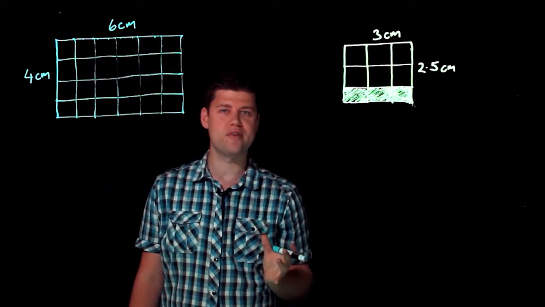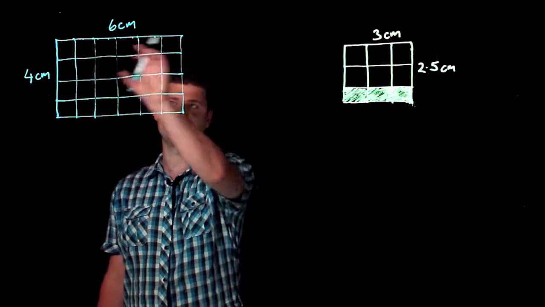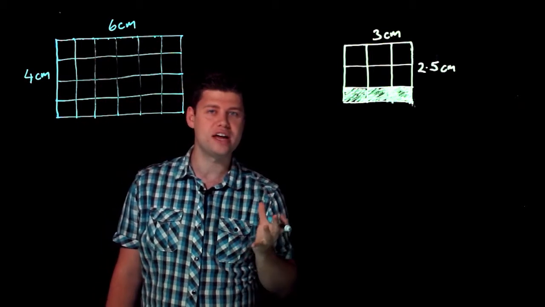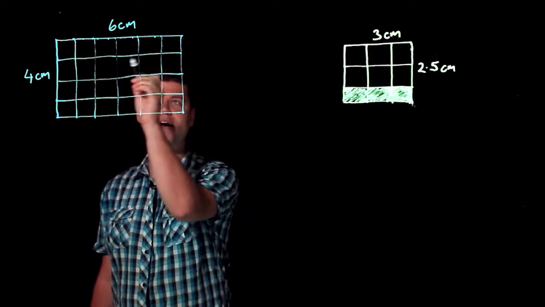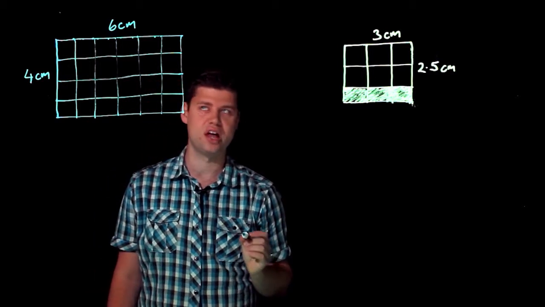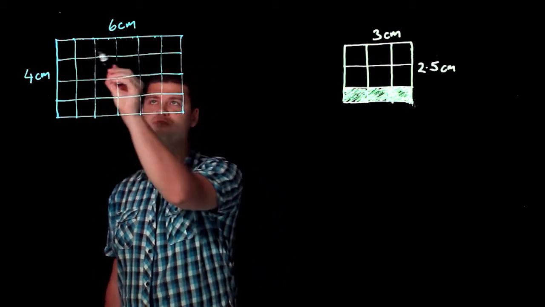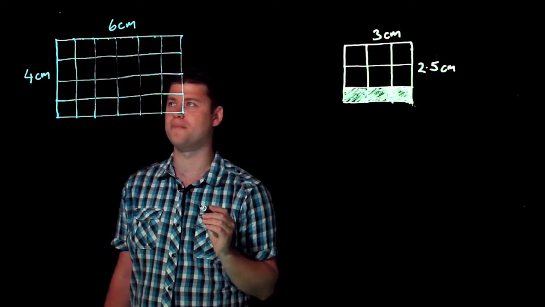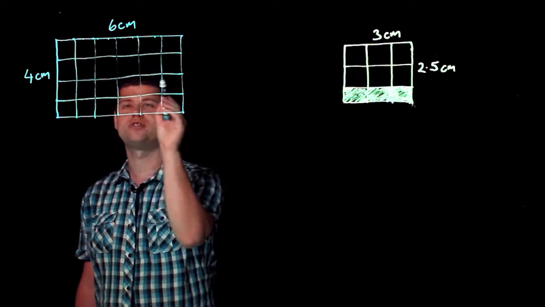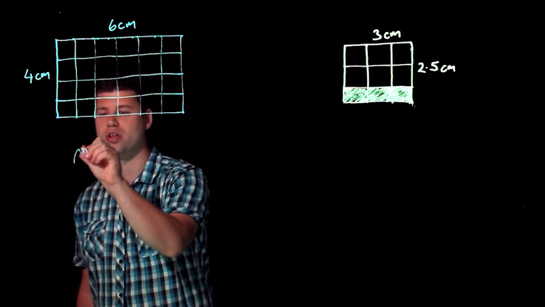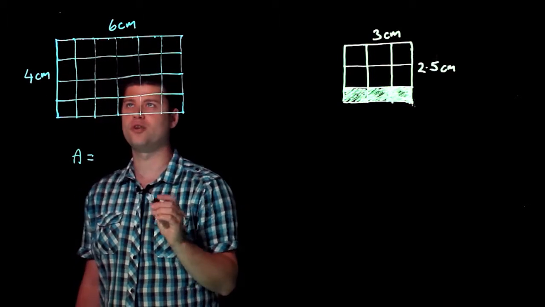Now, how do we find the area of a rectangle? That's everything inside this rectangle. Well, in this example here, we can actually just count up the number of boxes that we've got, because each one of these represents 1 centimetre. So if we count these up, let's find out what the area of this rectangle will be.